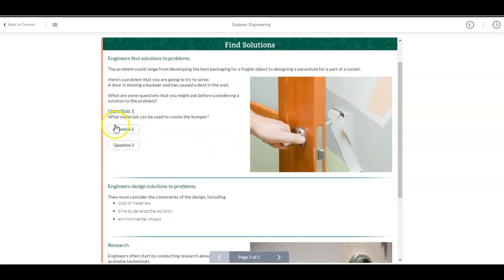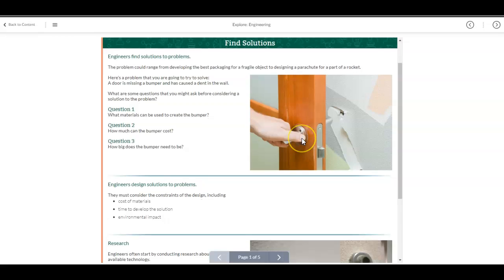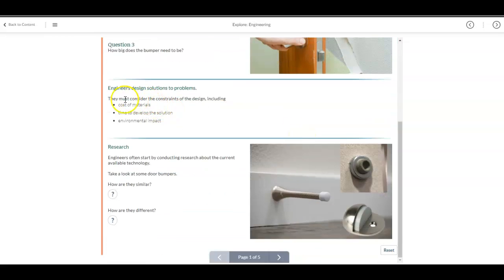What materials can be used to create a bumper? How much can the bumper cost? And how big does the bumper need to be? So if we're looking at this, we are trying to figure out how to keep this from making a bigger hole in the wall. And engineers design solutions to problems. They must consider the constraints of the design, including cost of the materials, time to develop the solution, and the environmental impact.